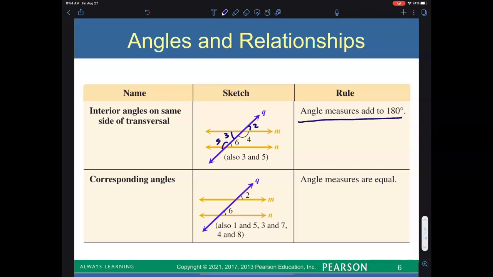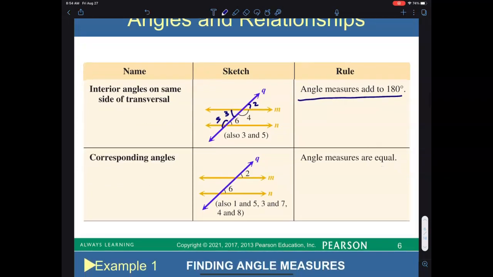And we could get corresponding ones on the other side. So 2 is the same as 3, 4 is the same as 8, which is opposite to 5. So we could also get 3 and 5 are supplementary, and of course, as I was just using, 2 and 6 are corresponding angles, which we can see are equal to each other.